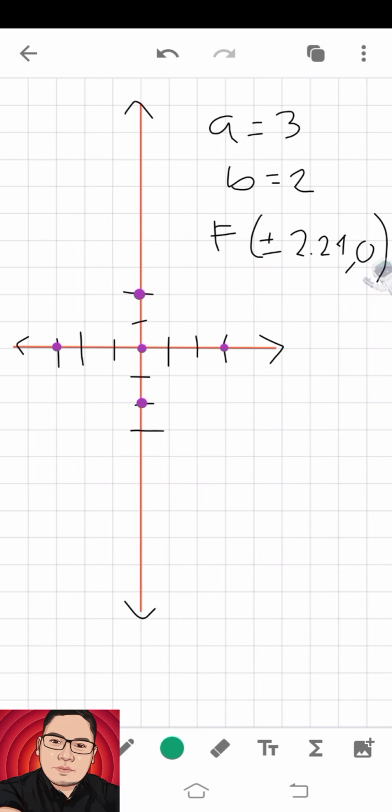Now we have plotted all our vertices. So we have our major vertices and our minor vertices. All we have to do now is to graph those points. Just simply connect the points and form your ellipse. Okay, that is our ellipse now.